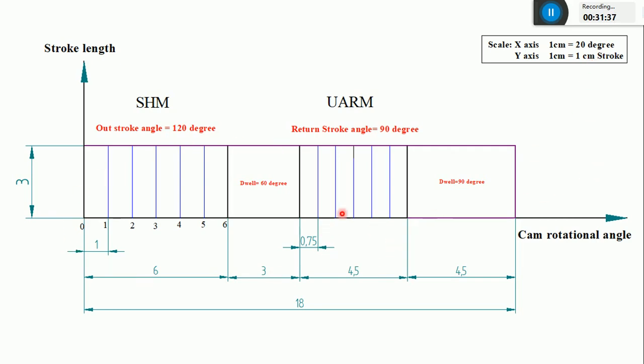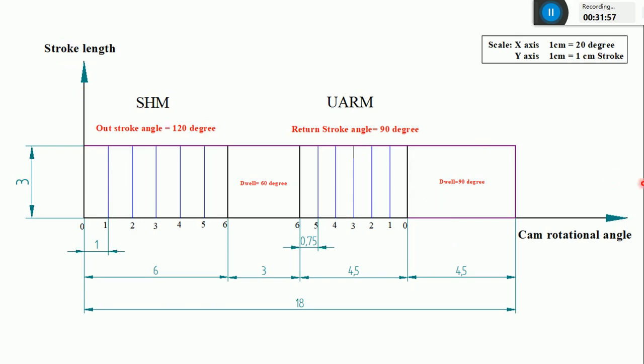After that, since it is a return stroke, it means the follower is coming down. I'll give the naming in reverse order. It means I'll start from 6, 5, 4, 3, 2, 1. You can see it: 6, 5, 4, 3, 2, 1, 0.